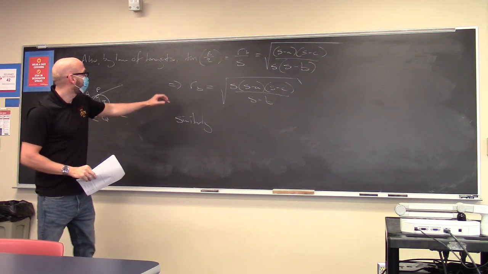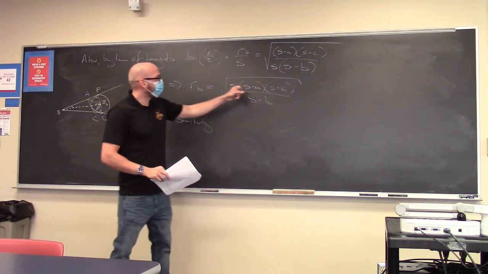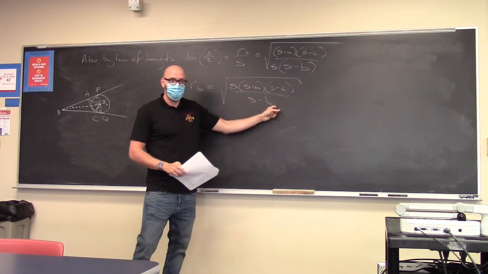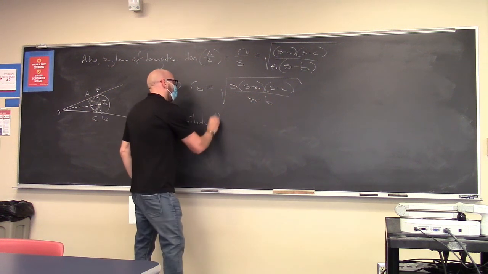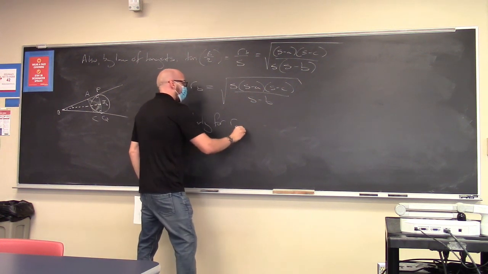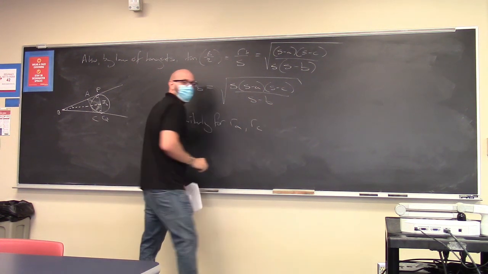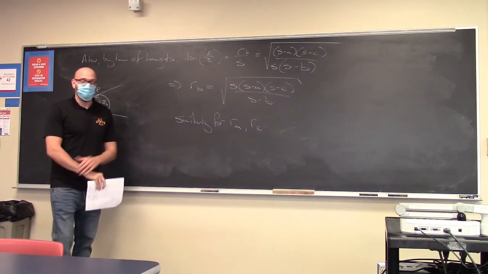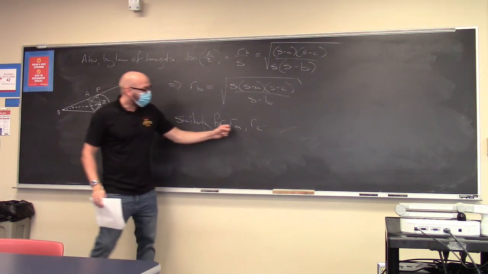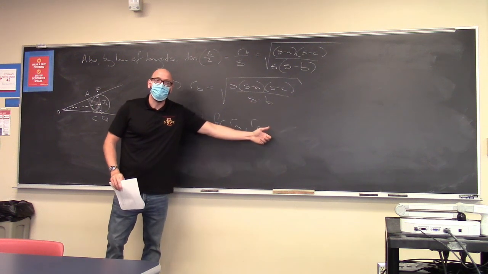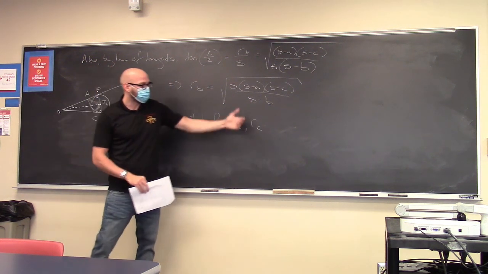What's the form of this? The b means I'm missing the s minus b up top, and the s minus b ends up down in the denominator. So similarly for the other radii, r sub a and r sub c. R sub a would have s minus a in the denominator, right? R sub c would have s minus c in the denominator.